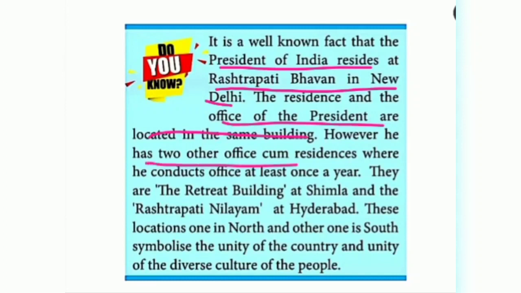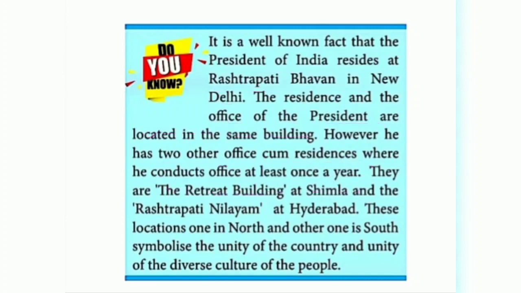However, he has two other office cum residences. He has to conduct the office at least once a year in these places. Where are they? One is at Shimla, the next one is at Hyderabad. The first is the retreat building at Shimla. The next one is Rashtrapati Nilayam at Hyderabad. These two places are office cum residence for the president. The retreat building is located in the northern part of India, at Shimla. Rashtrapati Nilayam is located at Hyderabad, in the south.